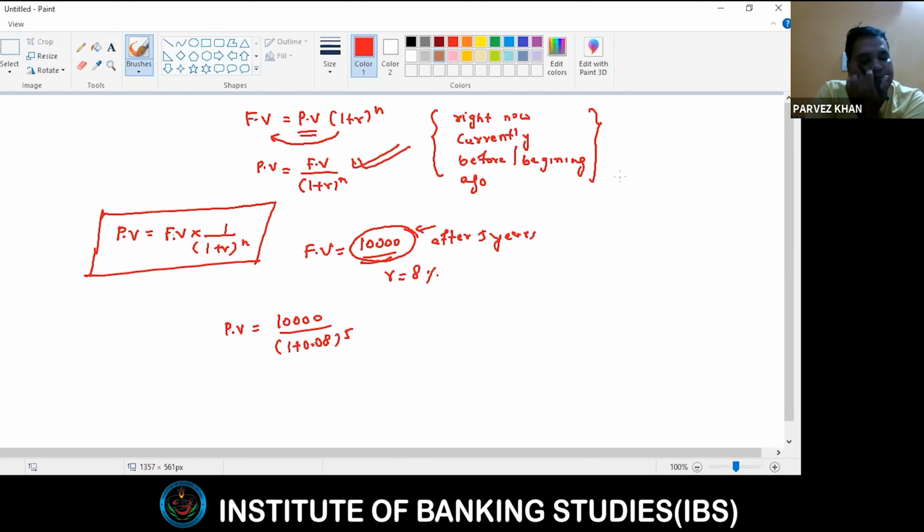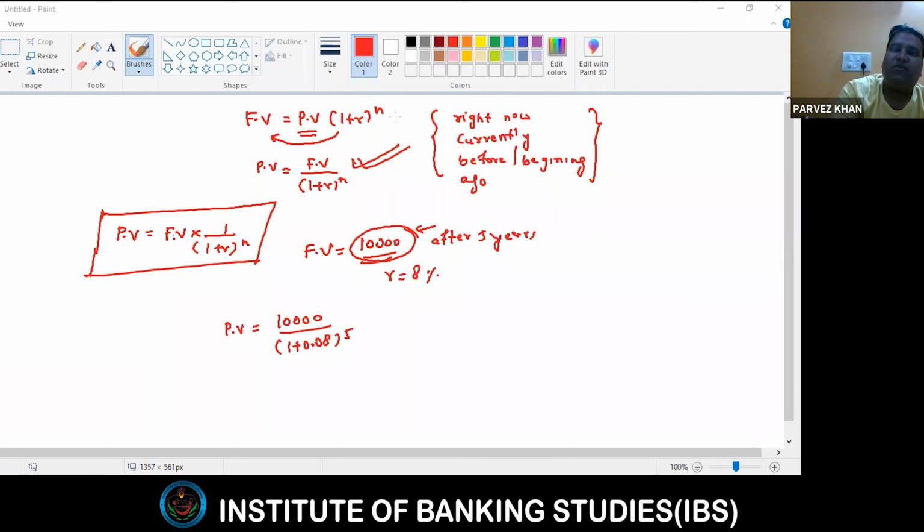Okay, is it clear? Sir, mainly this formula is used for mutual funds, am I right, sir? Yeah, you can use it because you are expecting returns, so how much you should invest now. Any kind of investment you make, you will have some returns in mind, some expectations, so you discount and check. Normally if you're planning for any future investment or savings, you plan like that. But remember these words: right now, currently, before, beginning, ago.